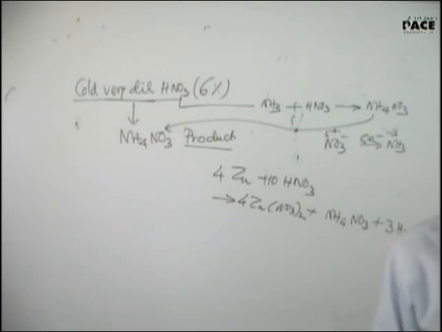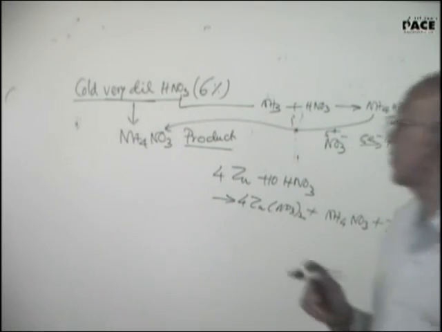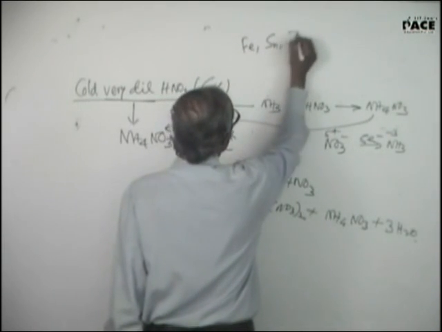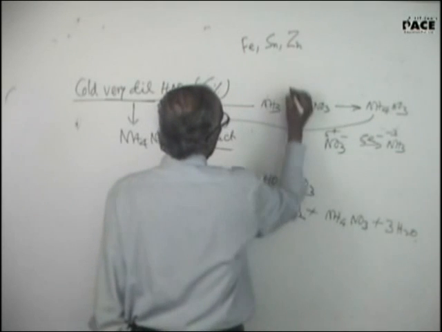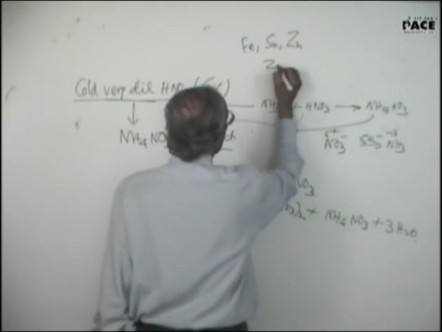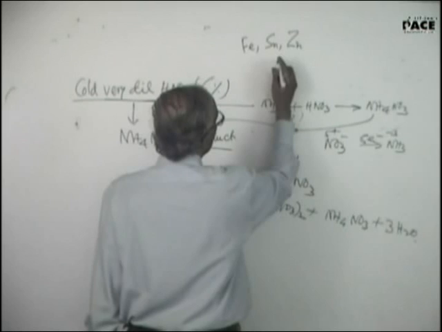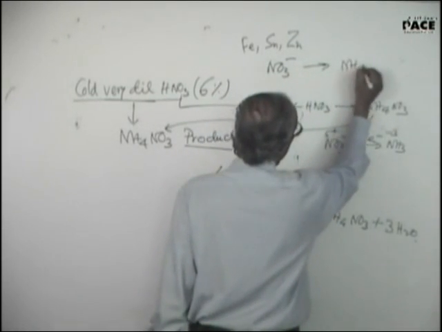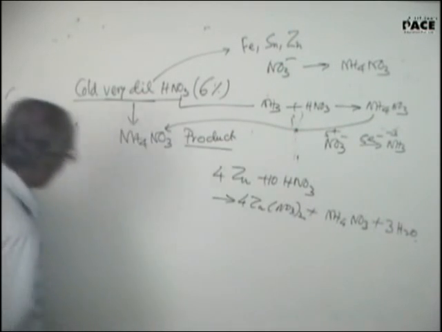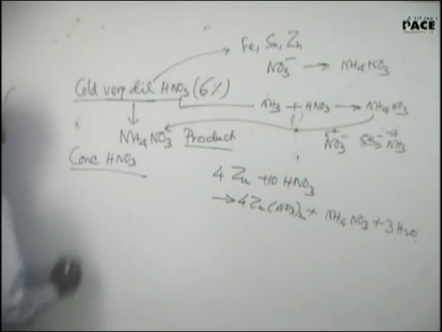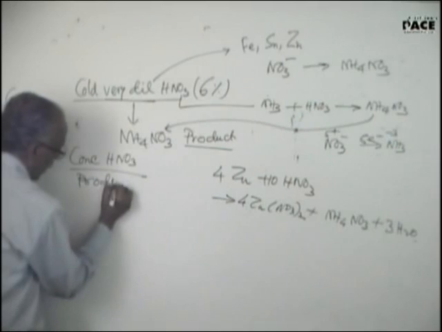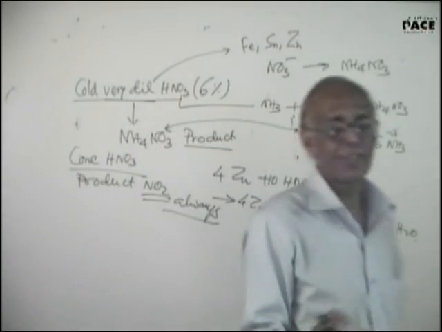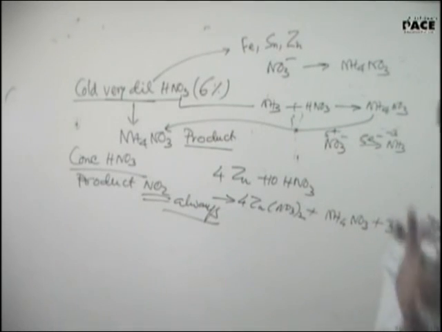So iron, tin and zinc will convert nitrate ion to ammonium nitrate. Concentrated nitric acid: the product is always nitrogen dioxide. So you have no problem with concentrated nitric acid. It's a 1 electron change.